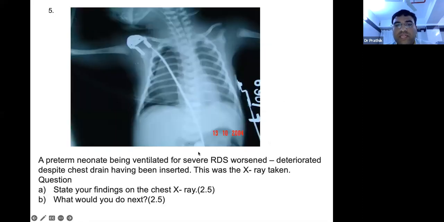Okay. So this preterm baby was being ventilated for severe RDS. The baby deteriorated despite a chest drain being inserted. So can you tell what is the finding in this baby? I mean, what is the abnormality in this X-ray? Yes, the ICD position is not proper. The baby still has persistent pneumothorax. The ICD is deeply placed.